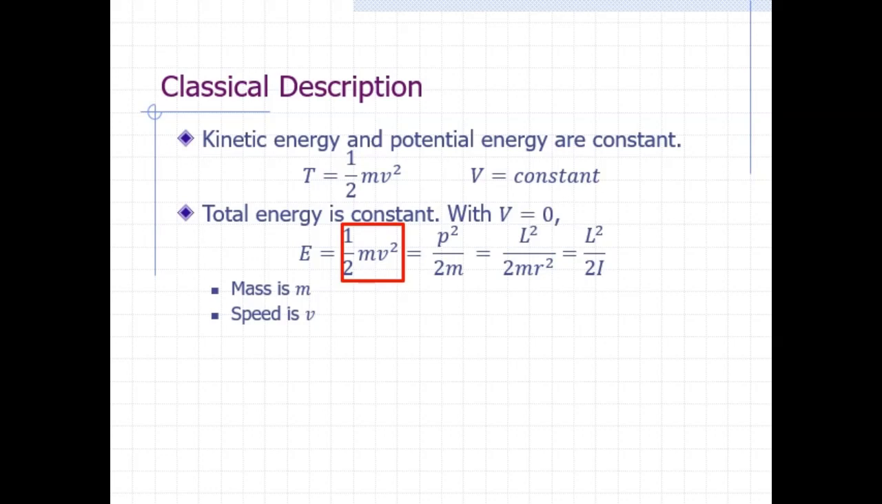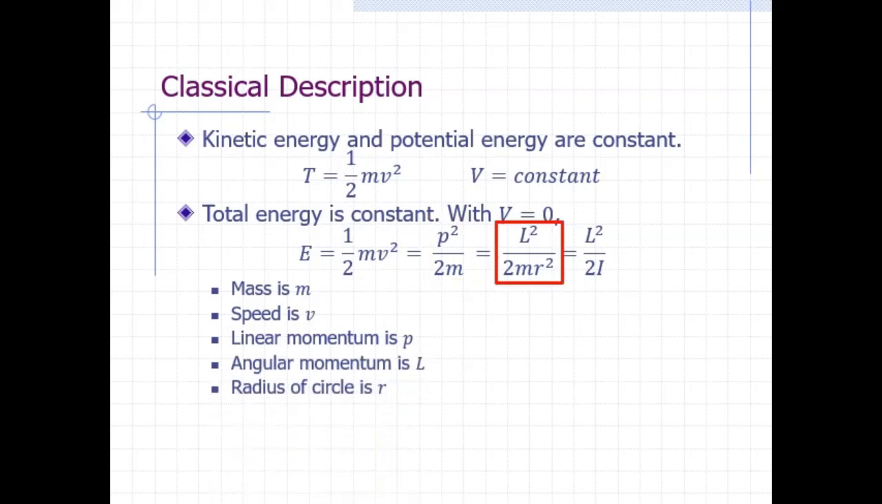It should be easy to show that it's also equal to p squared over 2m, where p is the linear momentum. And that it is also equal to L squared over 2m r squared, where L is the angular momentum, and r is the radius of the circle. The expression m times r squared is called the moment of inertia, and is typically represented by the uppercase I. So the total energy can also be written as L squared over 2I.